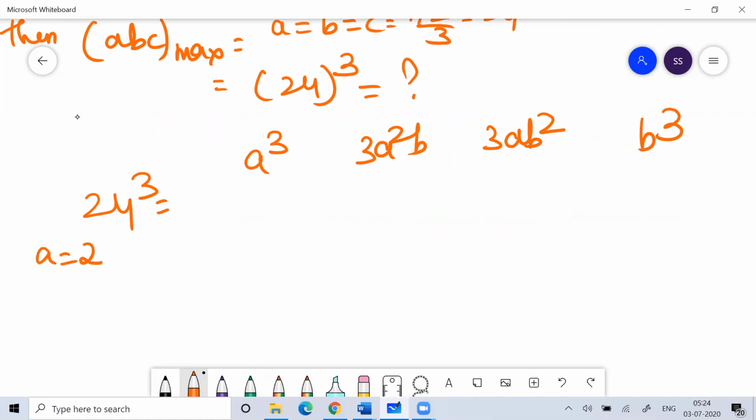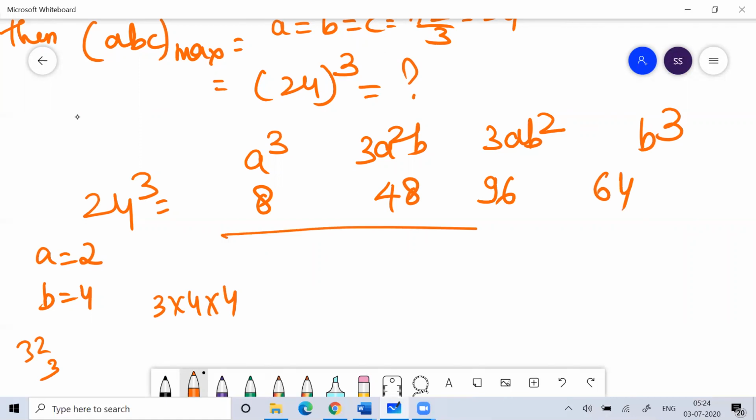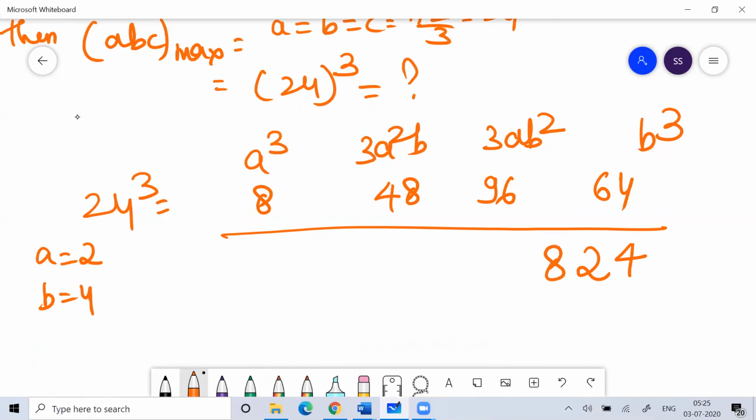So here A will be equal to 2 and B is equal to 4. So 2 cube is 8. Then 3 into 2 square means 4 into 4, that is 16, 16 threes are 48. And again 2 square is 4, 4 into 4 is 16, 16 threes are 48. Then 4 square is 16, 16 into 2 is 32, 32 into 3 is 96. And then 4 cube, that is 64. This is 24 cube. To find 24 cube, just write the unit digit 4, bring 6, carry 96 plus 6 is 102, write 2, carry 10. 48 plus 10 is 58, write 8, carry 5. 8 plus 5 is 13. This is the answer of 24 cube.